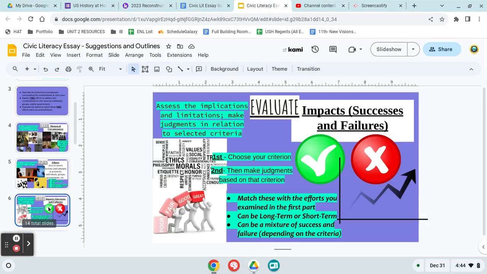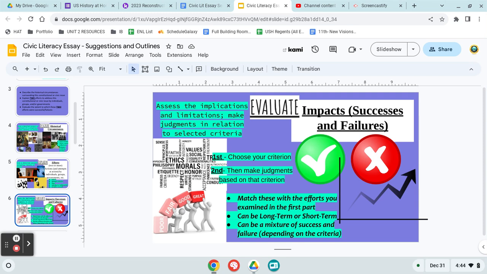Remember, an evaluation, you really have to choose a criterion or multiple criteria, make judgments based on that criterion. So for evaluating the impacts, evaluating the successes and failures, you want to really make clear how you're evaluating, what you're evaluating, and then make a judgment call on, for example, was something a long-term success but a short-term failure? Was it successful in both the long-term and short-term? And how does your criterion help you prove your evaluation?